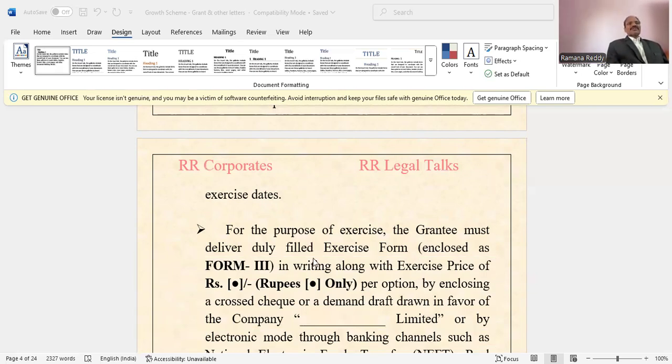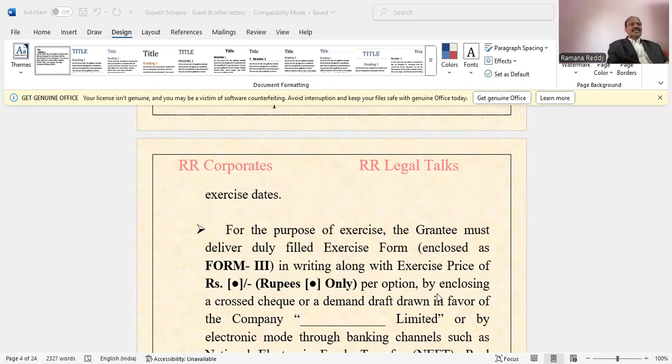For the purpose of the exercise, the grantee must deliver the duly filled exercise form, enclosed as Form 3. Here we are supplying the exercise form in writing along with the exercise price. The price will be decided by the NRC, that is either face value or IPO value or 20 rupees or 30 rupees or 10 rupees per option, by enclosing a cross cheque or demand draft.